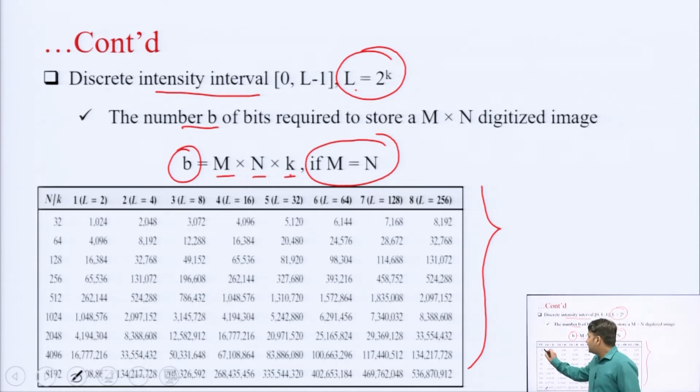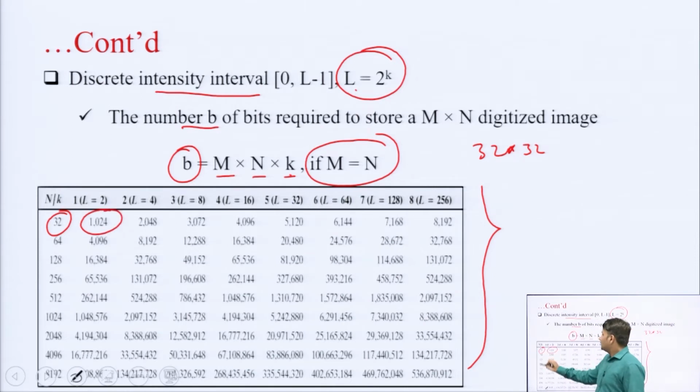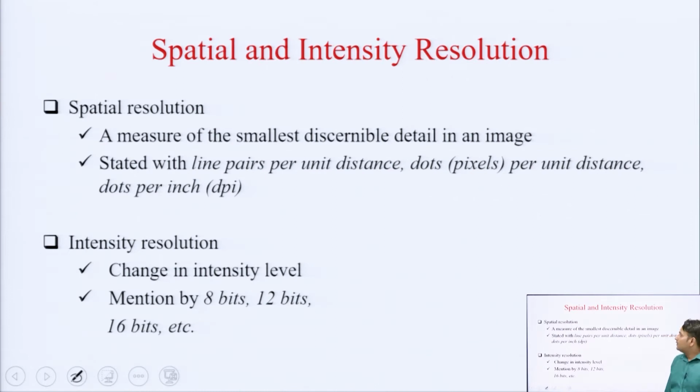See, if n is 32 and you are taking a 32 cross 32 image, then your size is up to 1024, which you can easily identify. If L is equal to 4, then it will become 2048 and so on. So, if n is increasing, your size is also increased here. By using this table you can identify the number of bits b, or you can say the size of that particular image.